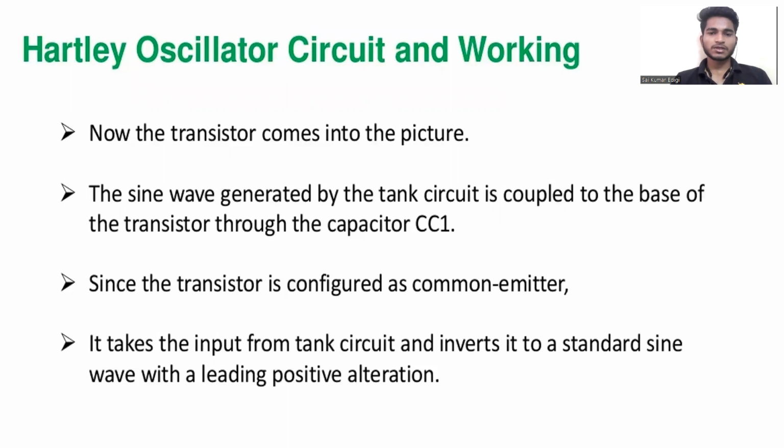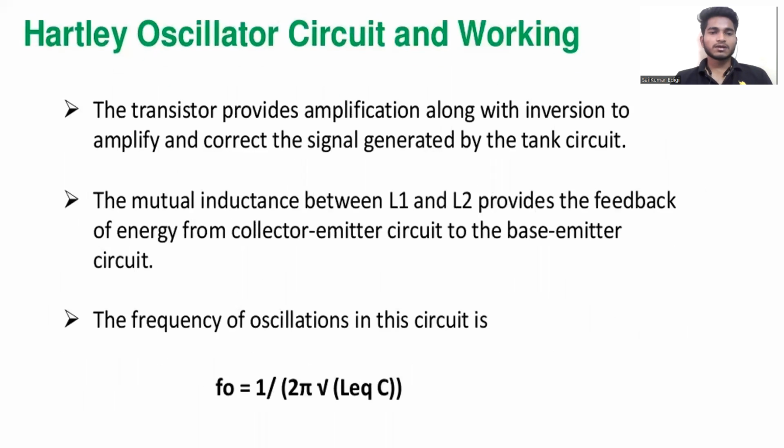Now the transistor comes into the picture. The sine wave generated by the tank circuit is coupled to the base of the transistor through the capacitor CC1. Since the transistor is configured as a common emitter, it takes the input from the tank circuit and inverts it to a standard sine wave with a leading positive alternation. The transistor provides amplification along with the inversion to amplify and correct the signal generated by the tank circuit.